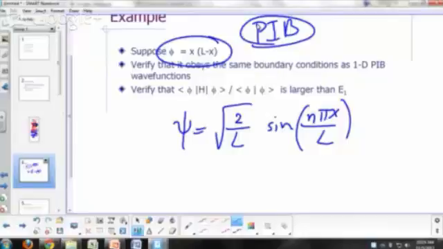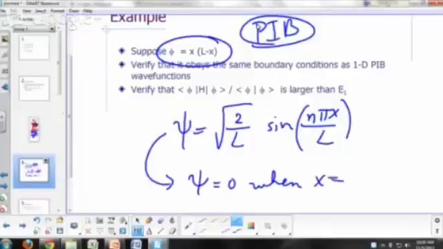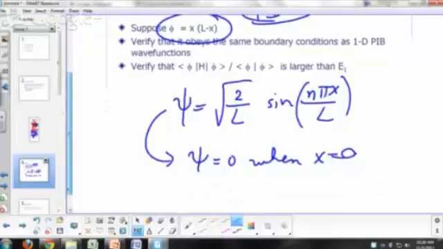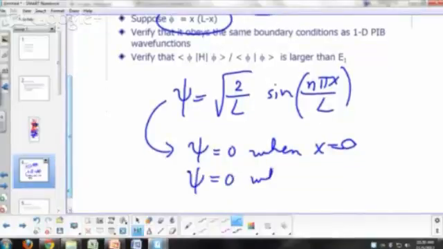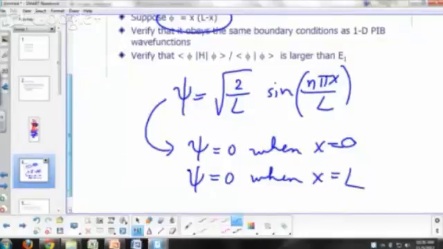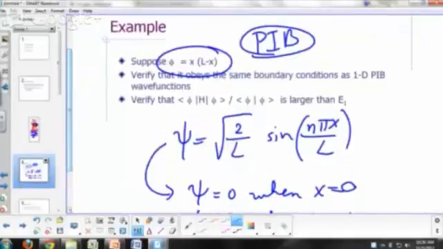Does that follow the same boundary condition as your psi? What's the boundary condition for this? Psi must be equal to 0 when x equals 0. Is phi equal to 0 when x equals 0? It is, right? So it obeys that boundary condition. Psi must also be equal to 0 when x equals L. Does phi obey that boundary condition? When x equals L, phi is also 0. Right? L minus x is 0, so phi is 0. So it obeys the same boundary condition.